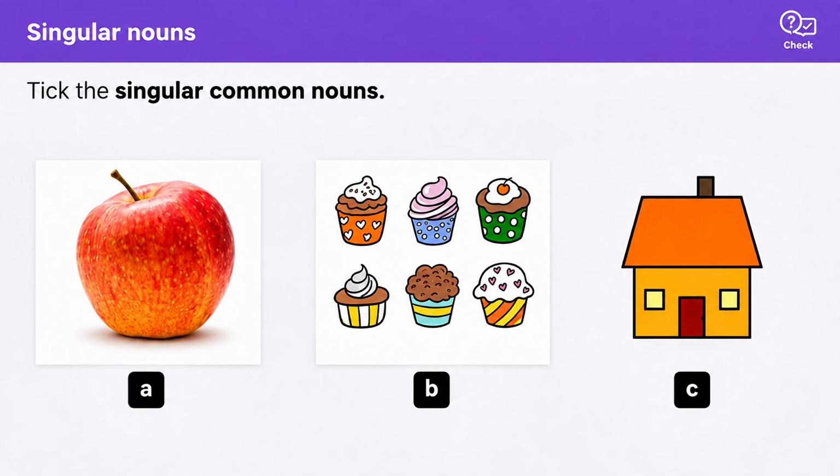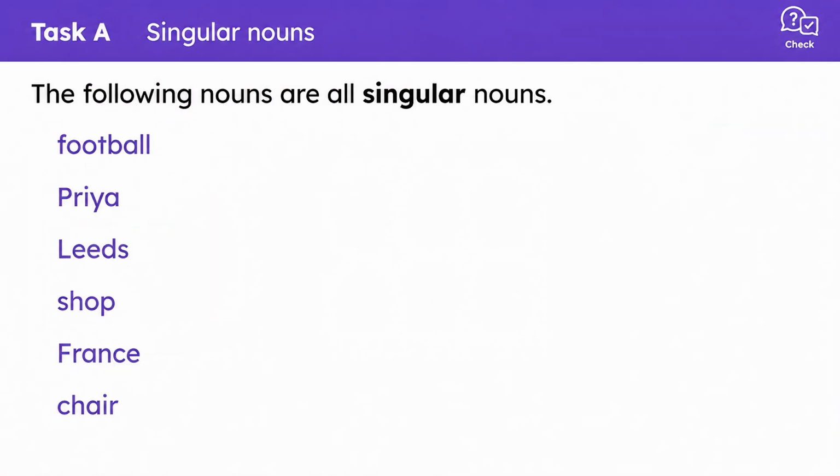Well done if you are pointing to the singular apple and the singular house. The cupcakes are not singular because there are so many of them. There is more than one, which means they are not singular. Now we are ready for our first task. I'm going to read you a list of singular nouns. Are you ready?